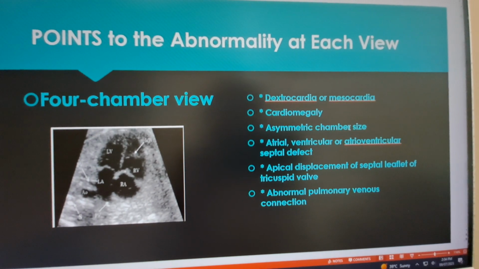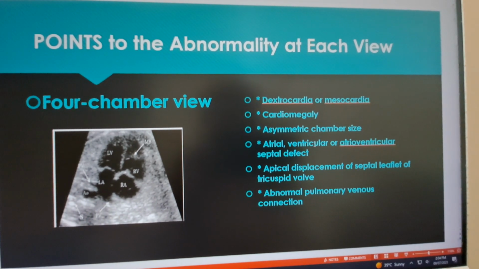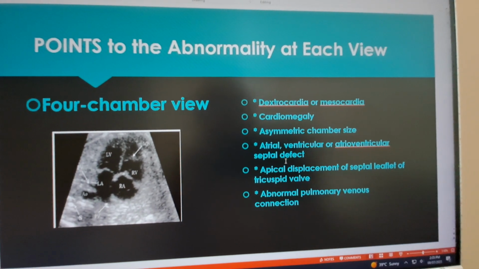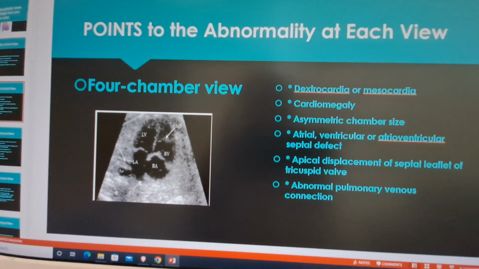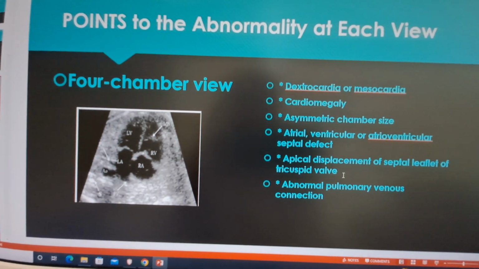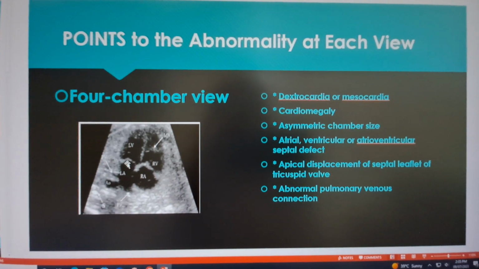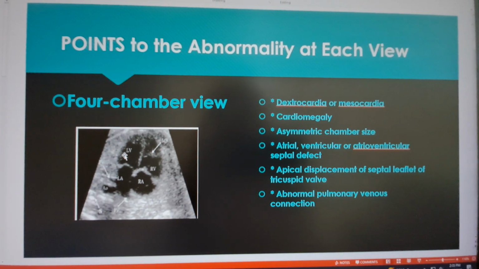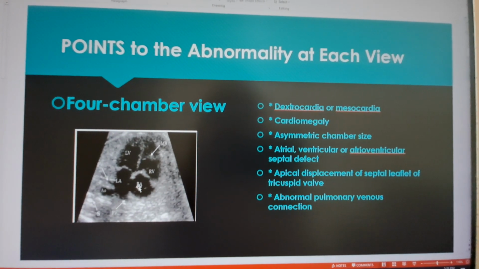Asymmetry in the size of the chambers is also a finding of an abnormal heart. For an atrioventricular septal defect, with Doppler you can see the flow crossing around it, and without Doppler you can see the gap in the interventricular septum. Also look for atypical displacement of the septal leaflet of the tricuspid or mitral valve. If the level of the valves starts higher up, that is also a finding that something is going on.